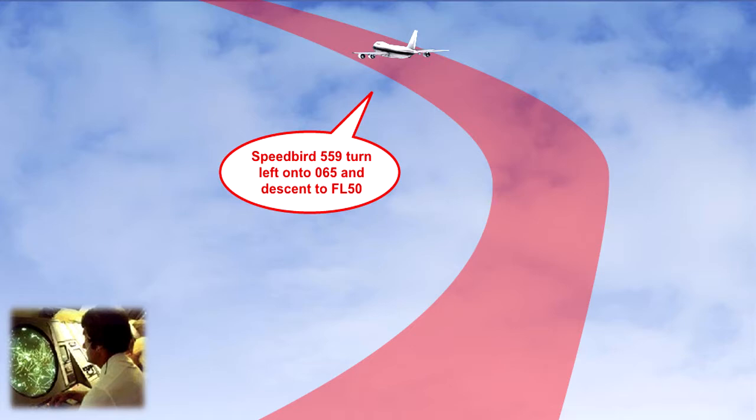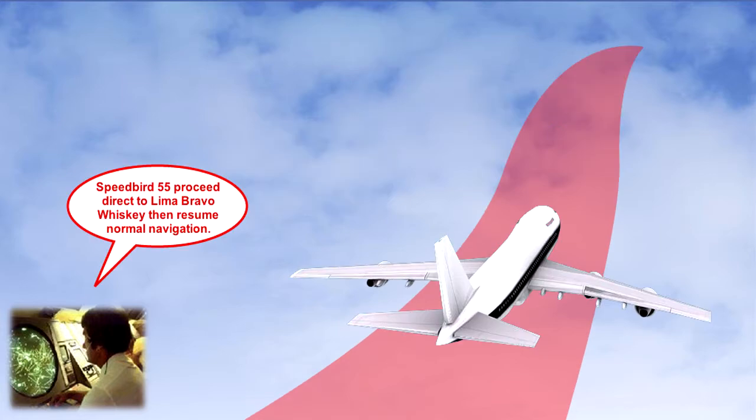With regard to weather problems, if the controller sees that it is likely an aircraft will penetrate an area of adverse weather, then the controller should issue this information in due time, and if required, issue advice to best circumnavigate the hazard. When radar vectoring comes to an end, the controller will instruct the pilot to resume his own navigation, give him his position and any new instructions he may need. For example, Speedbird 55, proceed direct to Lima Bravo Whiskey, then resume normal navigation.